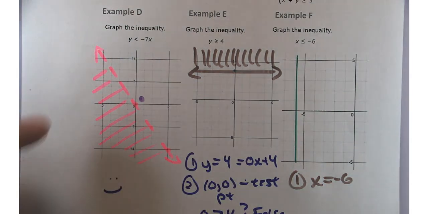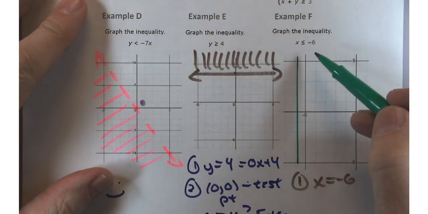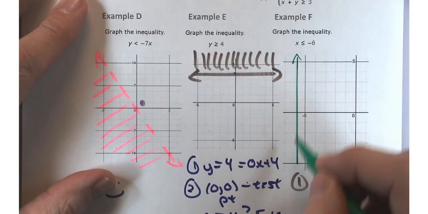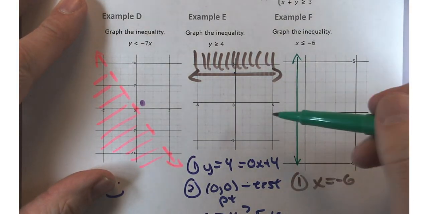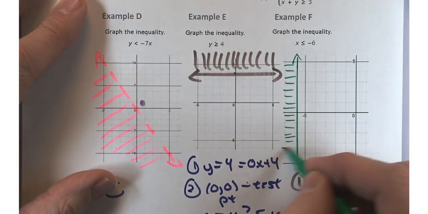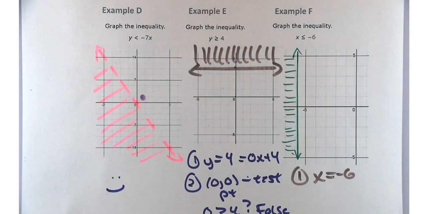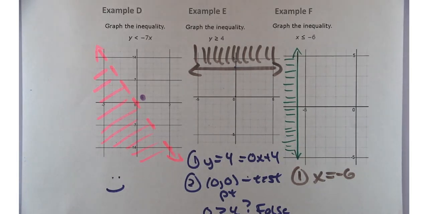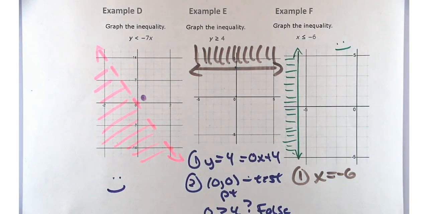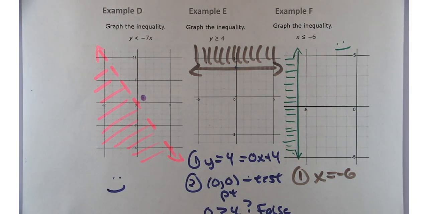Which way am I going to find points that are less than or equal to -6? To the right or to the left of this line? Less than is going to be to the left, so I want to shade just this little piece right over here. And bam, we're done. Yay, not so bad.